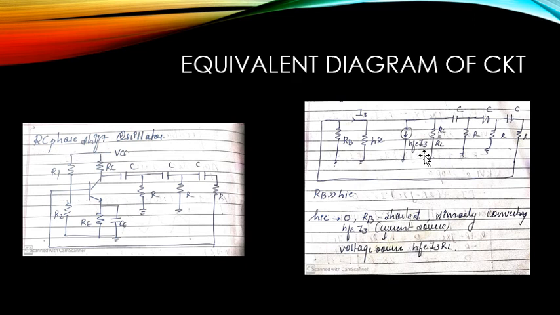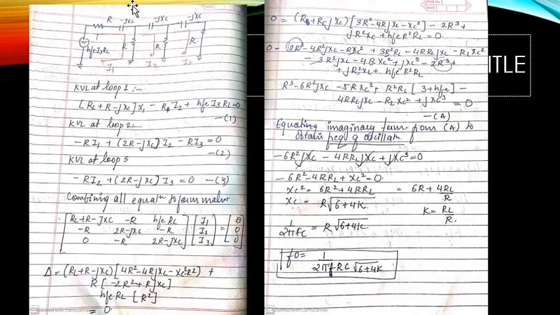We need to assume that HIE is equal to 0 because RB gets shorted. Similarly RB gets shorted, and by converting this current source into a voltage source we need to multiply HFE I3 by this particular RL network to convert it into the voltage source. So we have this further simplified diagram of the previous one, with HFE I3 RL.